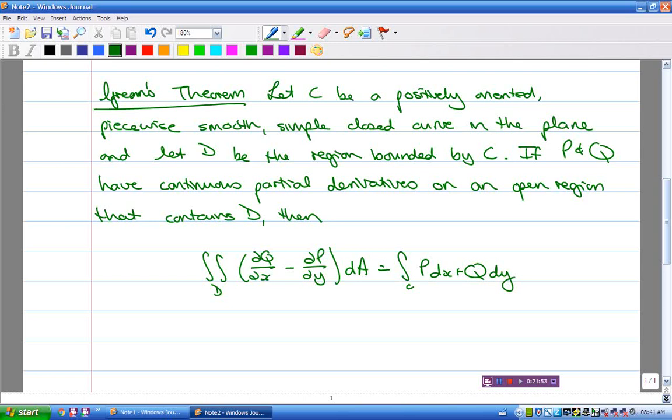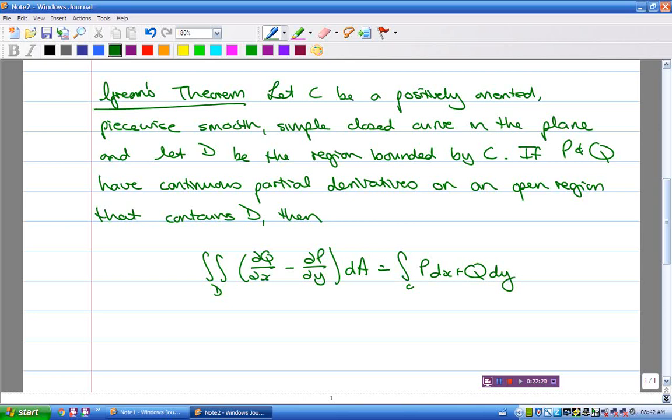What is there to say about that? Let me talk about that open region. It basically means that P and Q need to be nicely well behaved across the region, and also for at least just a little bit outside the region. P and Q can go completely crazy somewhere else, but as long as they've got nice derivatives and everything within the region D and just a little bit outside it, that's what that open region containing D means, then everything's cool and this formula will work.